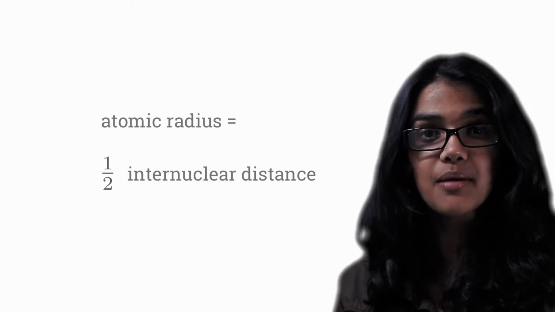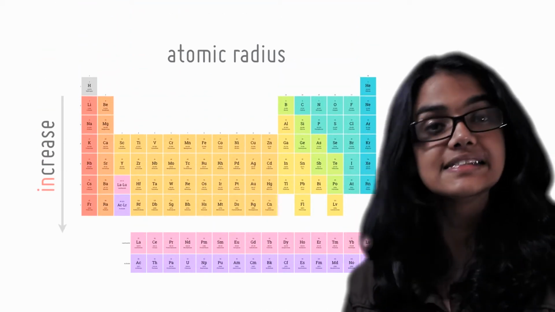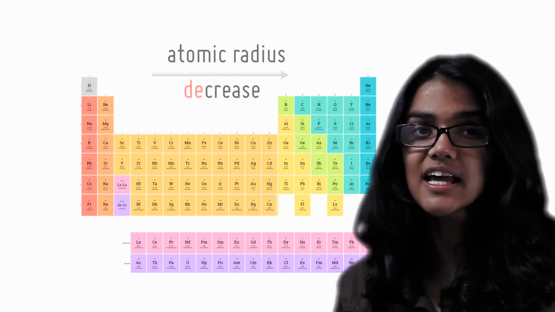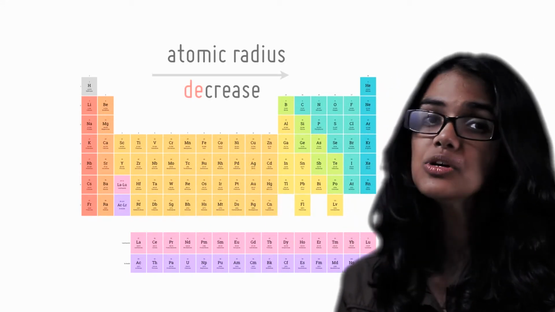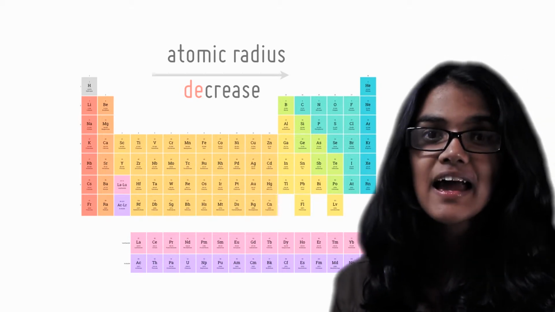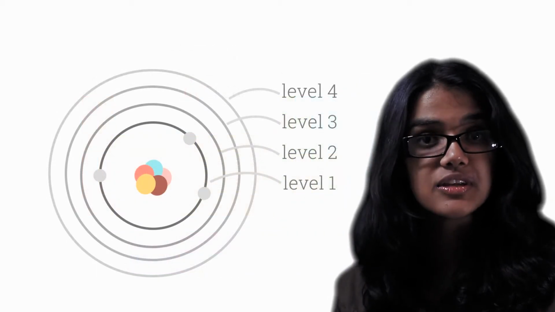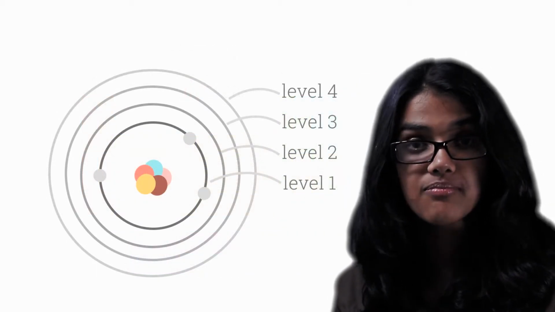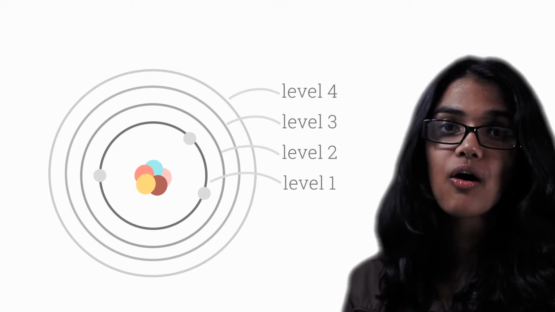Now, the trend of atomic radius is that it increases going down a column on the periodic table and decreases going across a row. The explanation for this is a little tricky and requires knowledge of electron configurations, which we have not yet covered. Electrons occupy distinct energy levels outside of the nucleus, with each new energy level being farther from the nucleus. A new energy level appears every time we move down a row on the table.